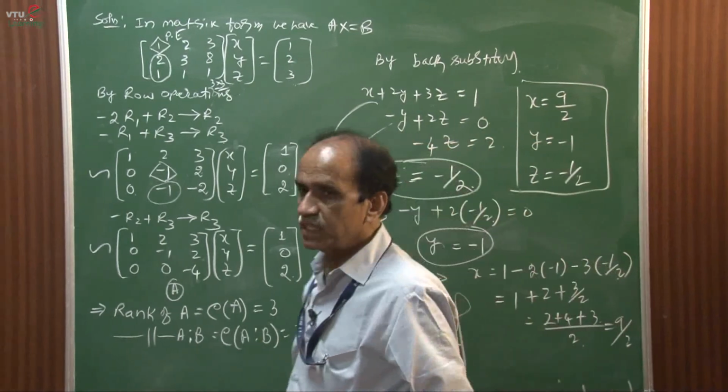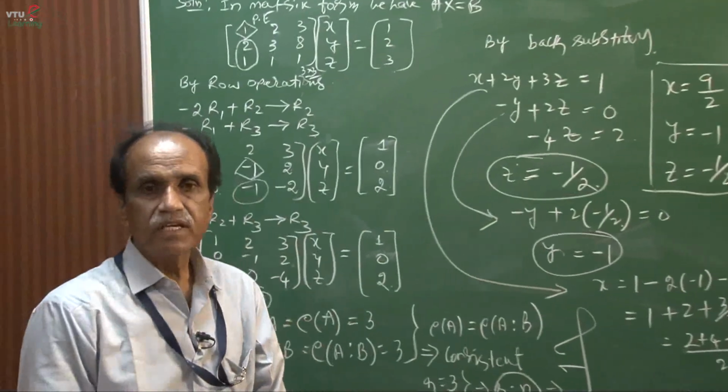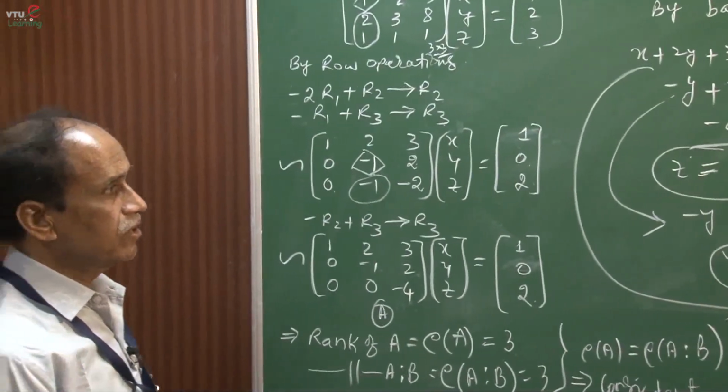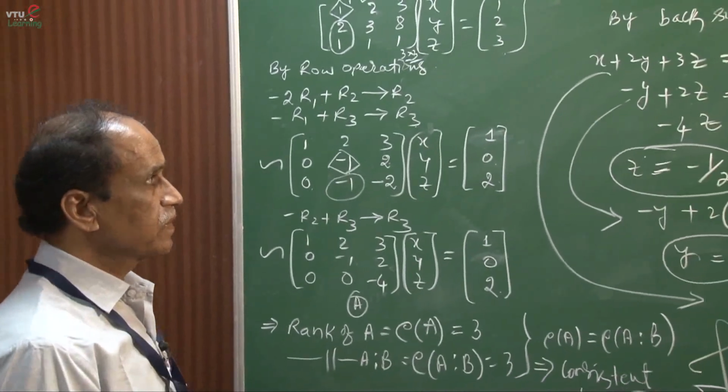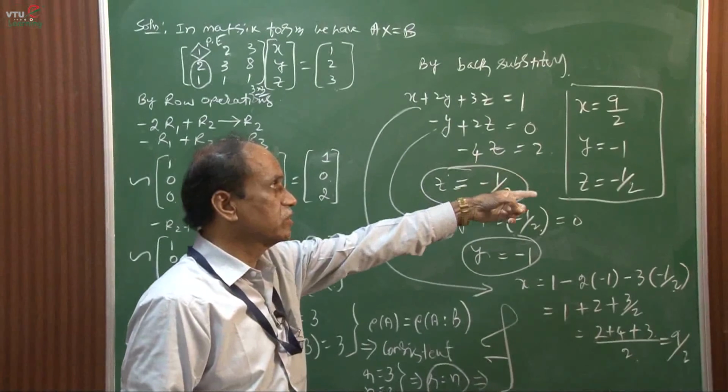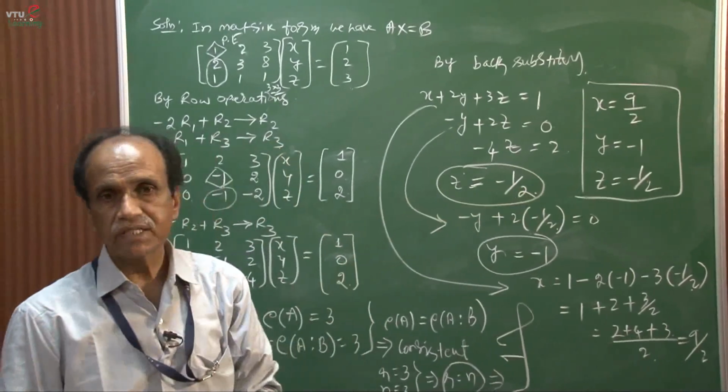By the consistency comparison, we can find the rank of the coefficient matrix and the rank of the augmented matrix, both are the same. Then there exists a unique solution: x equal to 9 by 2, y is equal to minus 1 and z is equal to minus 1 by 2.